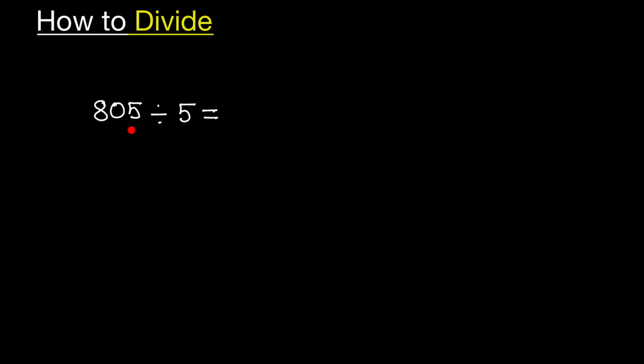In this video, let's learn how to divide the number 805 by 5 using the long division method. Consider the first digit 8. We know that 5 times 1 is 5. Subtract, we get 3. Now this 3 is less than 5. That is why we will bring down this 0 here.